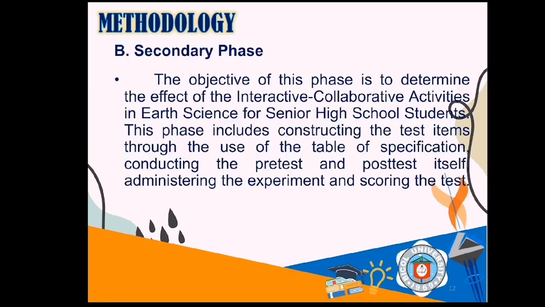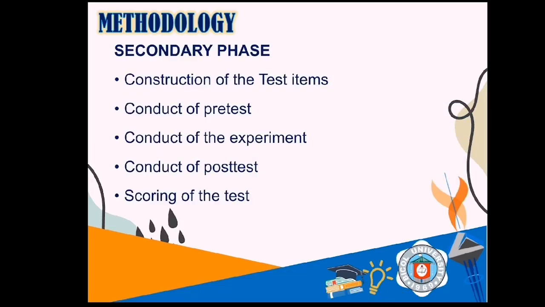Now, we have the secondary phase. What is the objective of this phase? It is to determine the effect of the said activity for senior high school students. The phase includes constructing the test items through the use of the Table of Specification or TOS, conducting the pre-test and post-test itself, administering the experiment, and scoring the test.